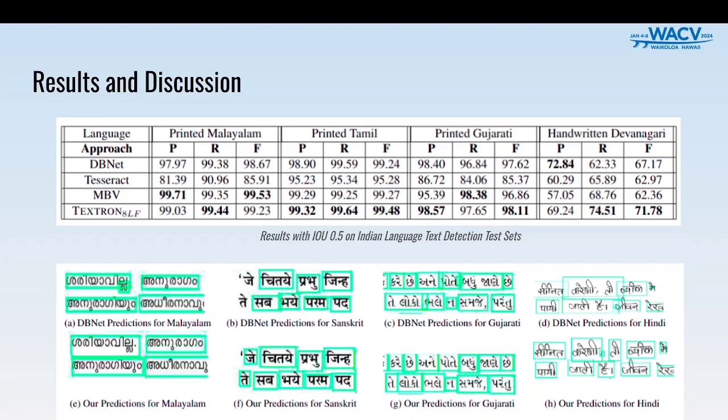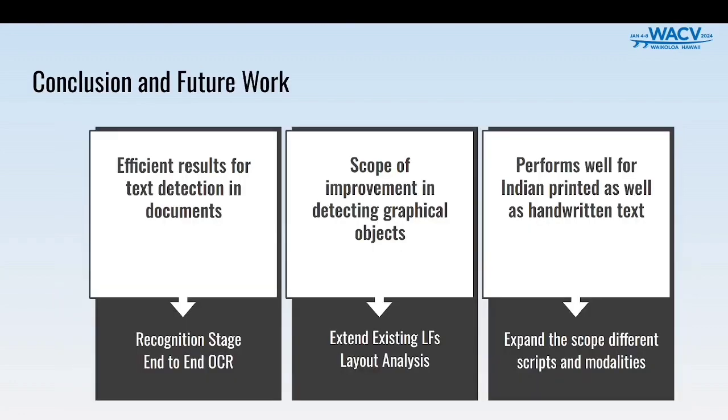We also present the qualitative results below. As you can see, Textron tries to eliminate false positives and also tries to correct the missed detections. It has also shown to perform very well for Devanagari handwritten text detection with higher IOU thresholds as well. So all in all, Textron does help in multilingual text detection using a data programming based approach, and that could be used for different recognition stages or end-to-end OCR as well.